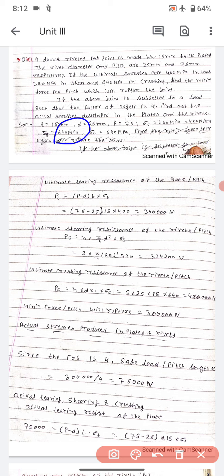Okay, now first you have to find the tearing resistance, and as we discussed, the tearing resistance value Pt is equal to P minus d into t multiplied by sigma T. Here P is the pitch, already given, 75, minus 25, the diameter of the rivet, then the whole multiplied by the thickness, that is 15 mm, already given in the question, and sigma T, that is 400 MPa. So we are getting 3 lakh Newton.